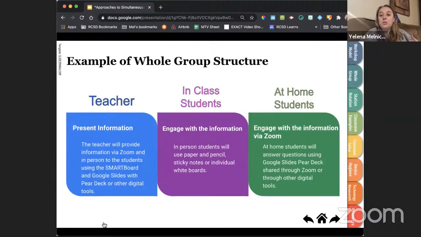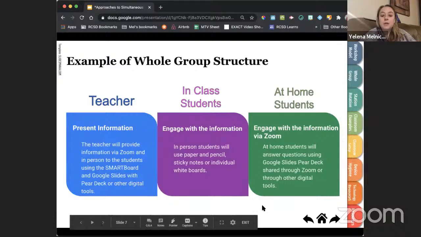And then the teacher's job will be to make sure to share out the work that the students are putting in Zoom through Pear Deck, but then also the students that are maybe doing this on paper and pencil or sticky notes. So that's kind of where a little bit of a difference is between the whole group in a traditional setting and the whole group in simultaneous instruction.